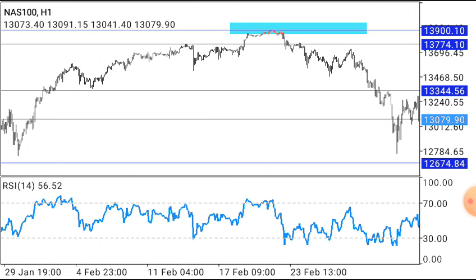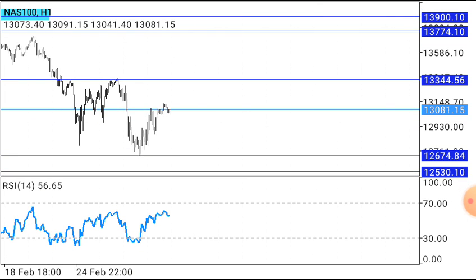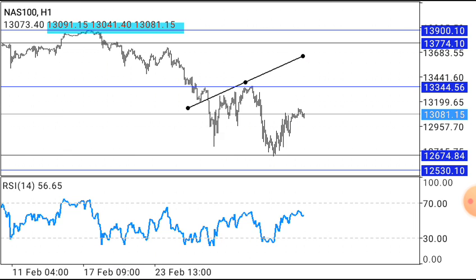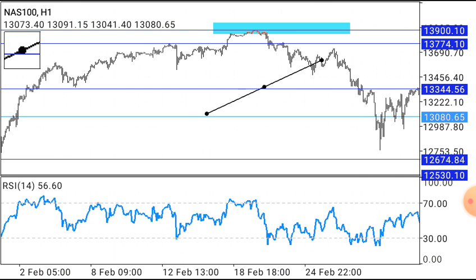But if you're scared to take entries like that, the only thing you can do is just draw a trend line for extra confirmation. And don't forget, the more confirmations you have in trading, the higher your winning percentage will be, right?